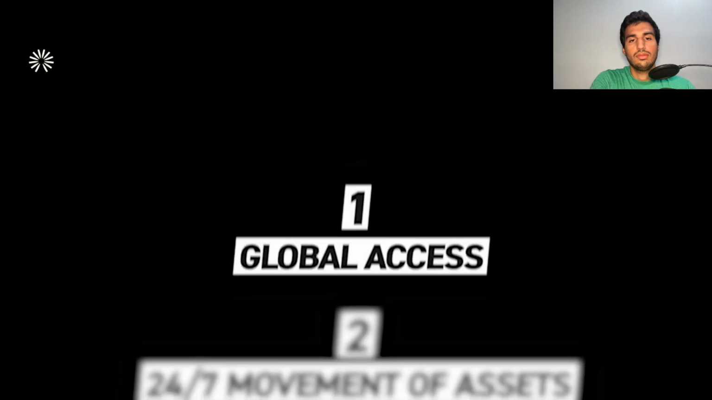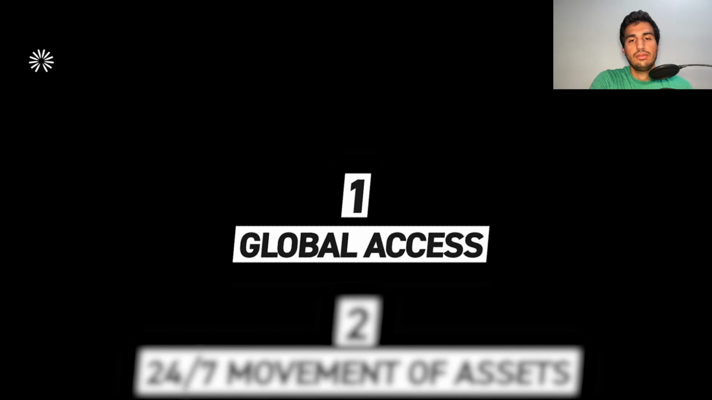So what does it actually mean to bring treasuries on chain? What's the unique proposition that it offers once an asset or a treasury is offered on chain? What are the benefits and novelties of this technology? So number one benefit is global access.